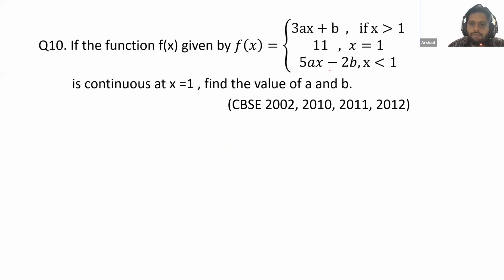Okay, this is a very, very good question. This came in 2002, 2010, 2011, 2012. You need to find the value of a and b. This function is continuous at x is equal to 1. So all of you, please complete this question.